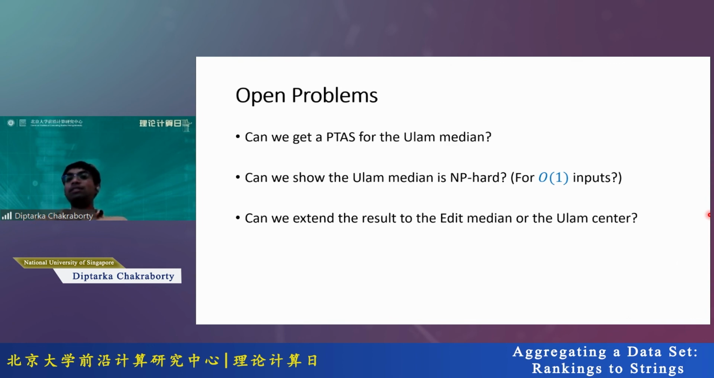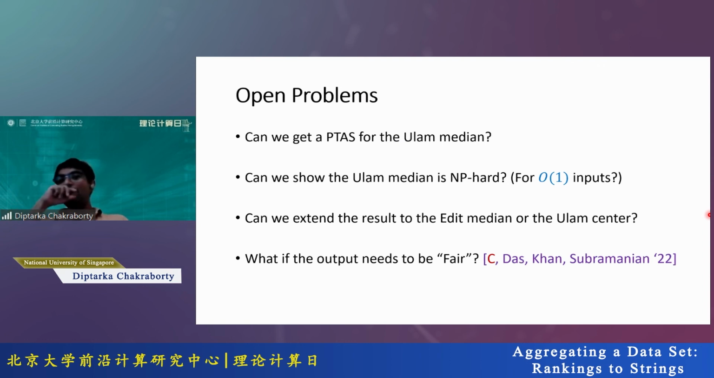Another question is, can we extend this Ulam median algorithm to, say, edit median? We know there are certain regimes where we can extend, which I did not talk about in this talk, but in general we don't know how to extend. And what about Ulam center again? Can we extend that? One of the promising directions, I would say, which I recently started exploring: what if I want the output to be fair, whatever the definition of fairness we have? How can we solve this problem? So now the problem is fair rank aggregation. I want to aggregate rankings, but the output needs to be fair.